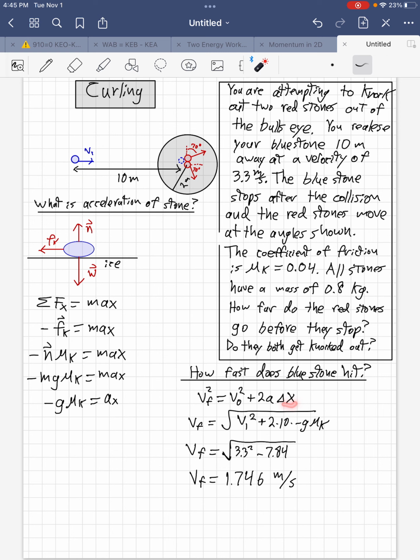The distance traveled is 10. The acceleration is negative g times mu k. That 2 is still there. And we plug in 3.3 for the initial velocity. We find that the stone hits at a velocity of 1.746 meters per second. All right, so the next thing that happens in the problem is a transfer of momentum from the blue stone to the red stones.